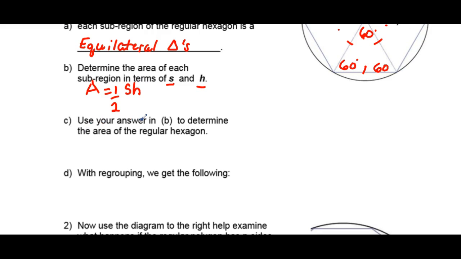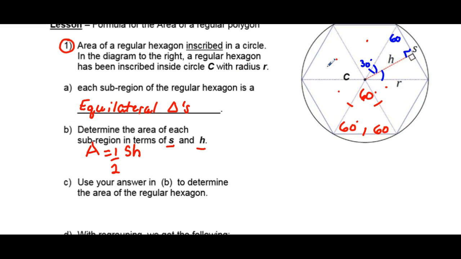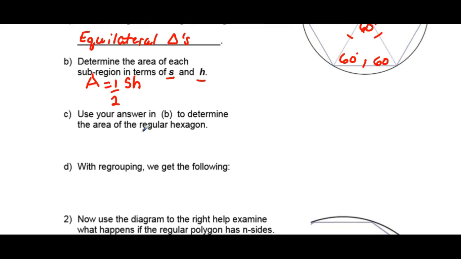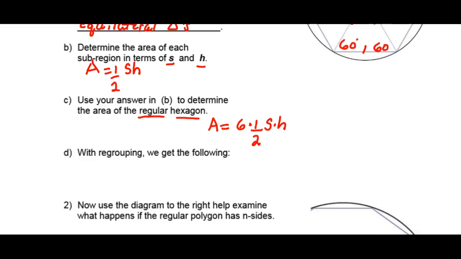Down here, use your answer in part B to determine the area of the regular hexagon. Well, we discussed earlier that each of these triangles was the same. They're all congruent, and there are 6 of them. So if the area of one of them is 1/2 SH, then we would just multiply that by 6 to get the entire regular hexagon. So the area of the regular hexagon would be 6 times 1/2 S times H. Now I'm not going to reduce the 6 and 1/2. I normally would, but for a certain reason I'm not going to do that yet.